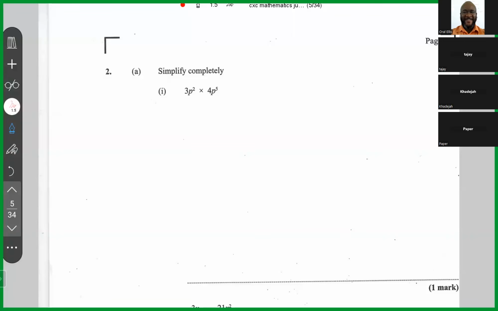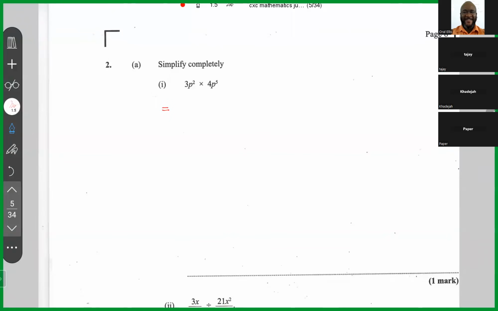All right, question number 2A says simplify completely. And we have 3p squared multiplied by 4p to the 5th power. So this would be, I multiply what? 3 times 4 times p squared times p to the 5th.